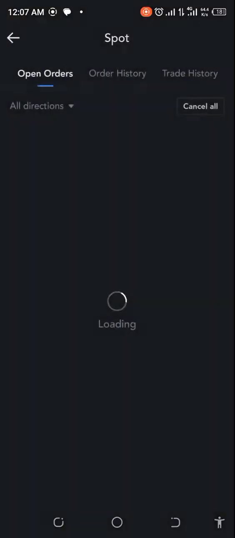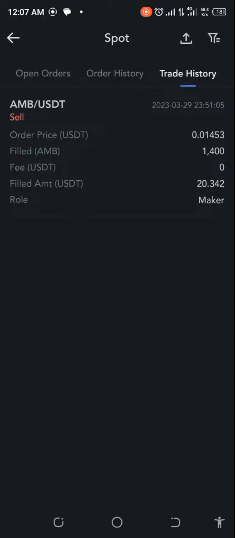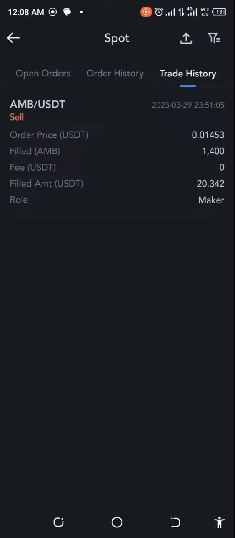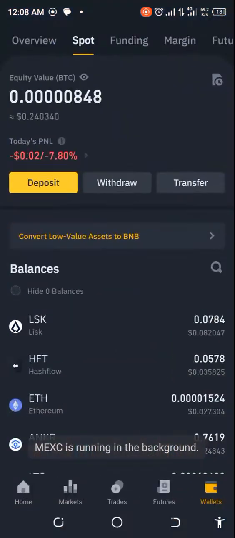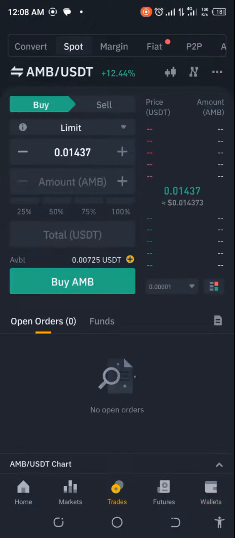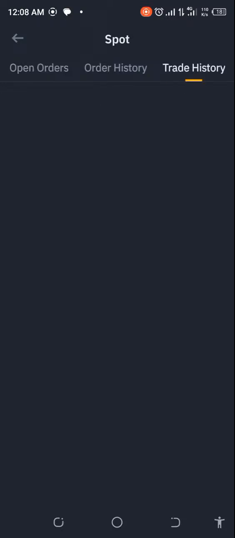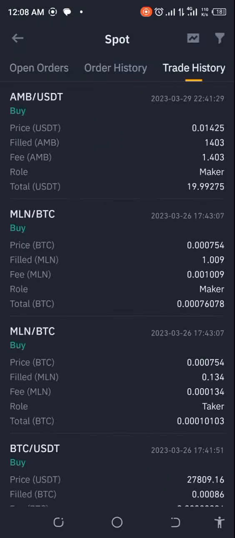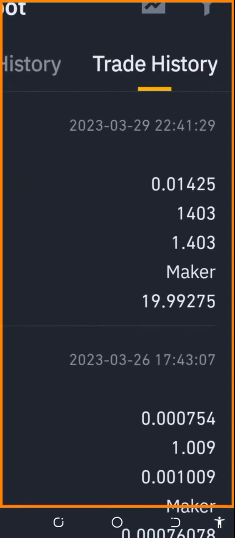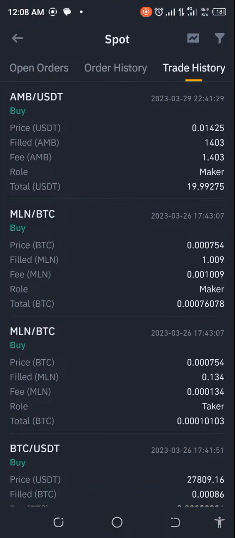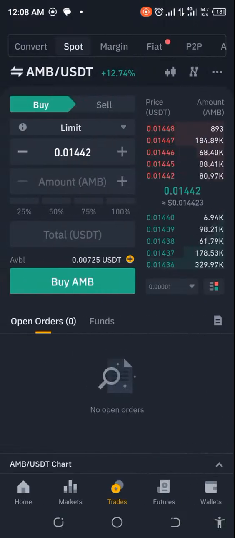In fact, let me just confirm the amount of time it took. Let me check here to see what time it was and how long it actually took. So let's check the trade history and see what time. Okay, what time did this take? Okay, just about an hour. That's what it took, about 1 hour 10 minutes, and that's really cool.